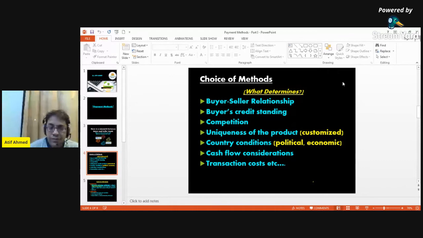Country conditions. For African countries like Ethiopia and other poor countries, where the political situation is not good and economic conditions are not good, you should ask for advance payment or LC at sight. Cash flow consideration: if your company as a seller is not financially liquid and sound, you can ask for advance payments. And if you're working on LC, definitely the transaction cost is going to be high. So these are the determinants through which you choose the method while doing international trade transactions.